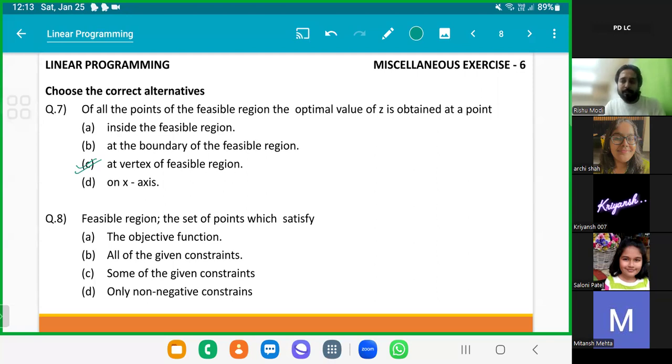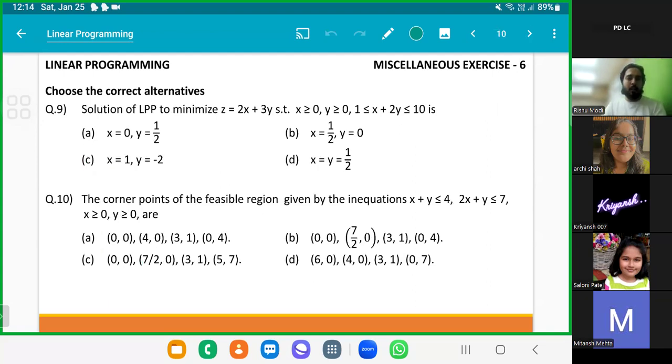Right? Okay. Eighth one, feasible region, the set of points which satisfies what? Set of points which satisfies all the given constraints, all the given inequations, all the given limitations. Right? So seventh one C, eighth one option B. Ninth one, solution of the LPP to minimize this will be what? Right? So you have to find the minimum value of this particular function.